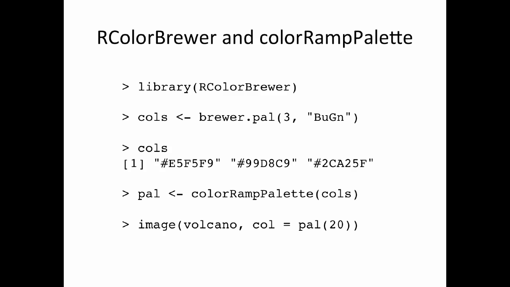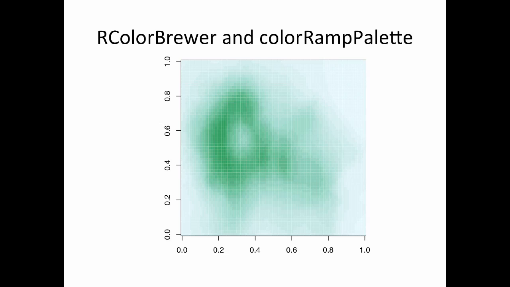So now I'm going to create the image of this volcano using the image function, but instead of using the heat colors or the topo colors palette, I'm going to use this palette that I've got from the Color Brewer package. And so I'm going to specify that I want 20 different colors to be represented in this image. So the 20 colors are going to be interpolated from this blue-green palette. So the resulting image looks something like this, and you can see that as it gets higher, the colors get darker and more green, and at the lower elevations, the colors are lighter and more blue.